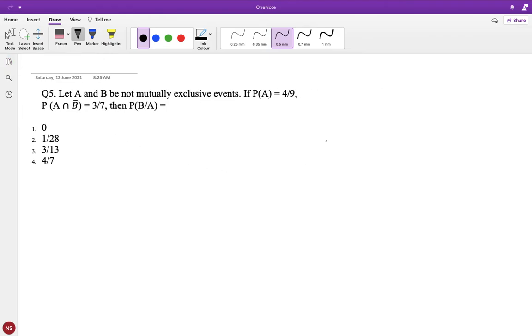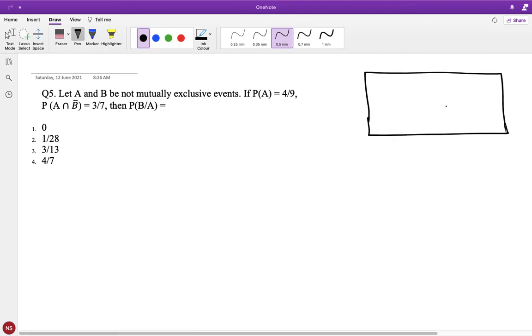Now, let A and B be not mutually exclusive events. P of A is given, A intersection B bar is given, so find P of B given A. Again, I will just draw the diagram. I'm not even going to think. I will just draw X, Y, Z.